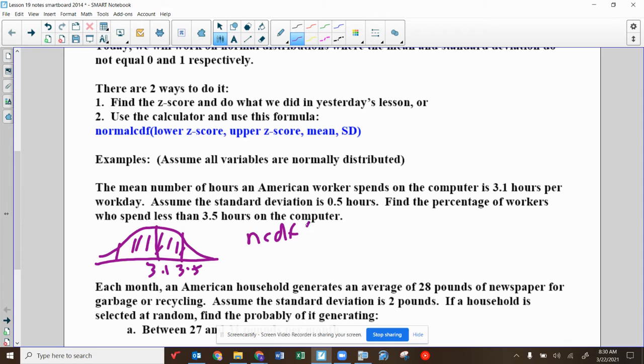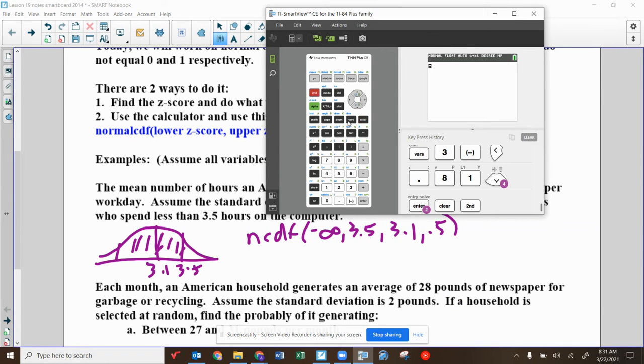Normal CDF. So my lower bound is going to be negative infinity. Upper bound 3.5. Then my mean is 3.1. And standard deviation is 0.5. I know after you do the last section, you get in the habit of putting 0 and 1 there constantly. You're going to have to change that when you do that. All right, second bars, normal CDF. It's already in there. 3.5, 3.1, 0.5. All right, 78.8%.